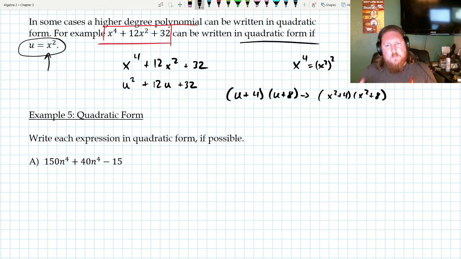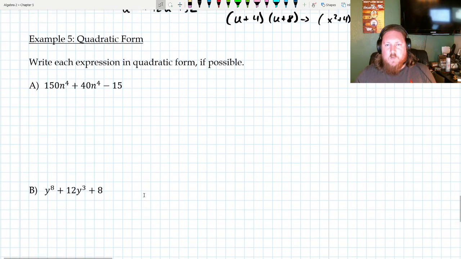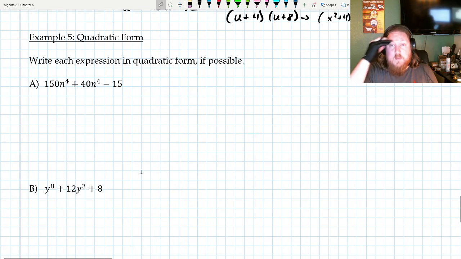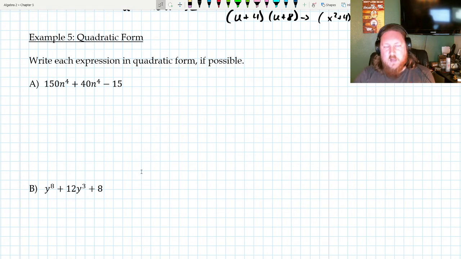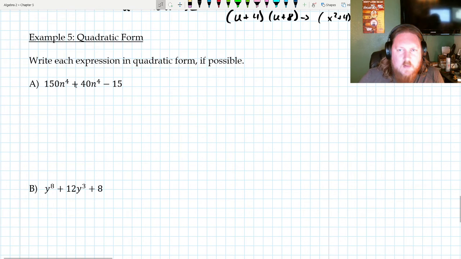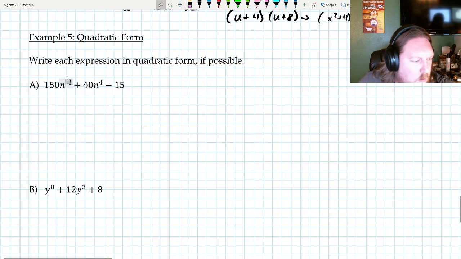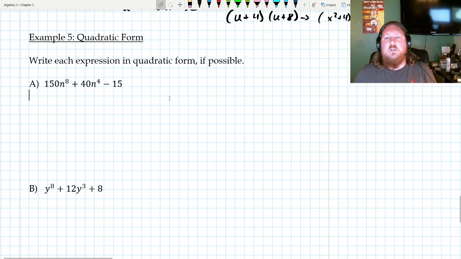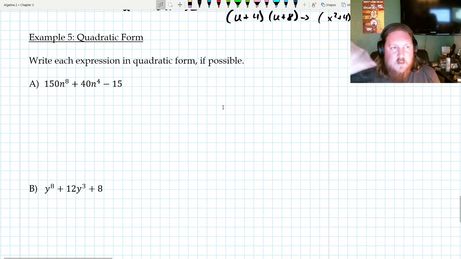One thing you have to keep track of is there might be something that you need to do with the coefficients. So in example 5, we're going to try to write these things in quadratic form if we can. And the whole idea is to take the variable that's there. Oh, I wrote this problem down wrong. This is actually supposed to be n to the 8. There we go. That's fixed now. And we have to try to rewrite it somehow so that it's in a quadratic form.